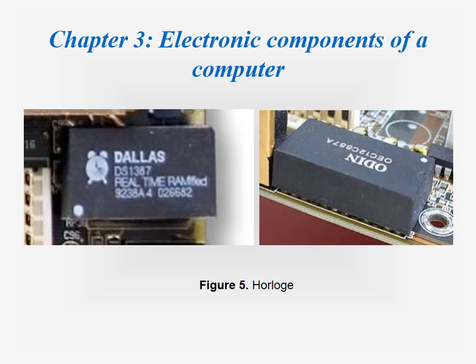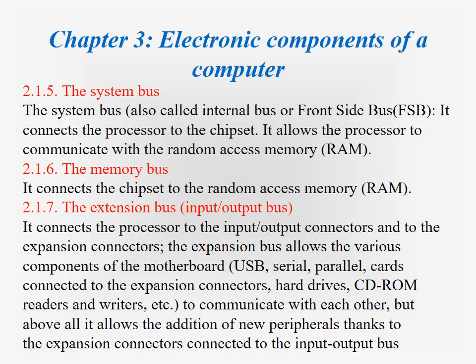The figure that you see is the system bus. The system bus, also called the internal bus or front-side bus, connects the processor to the chipset. It allows the processor to communicate with the random access memory. The memory bus connects the chipset to the random access memory, RAM. The expansion bus, or input-output bus, connects the processor to the input-output connectors and to the expansion connectors.